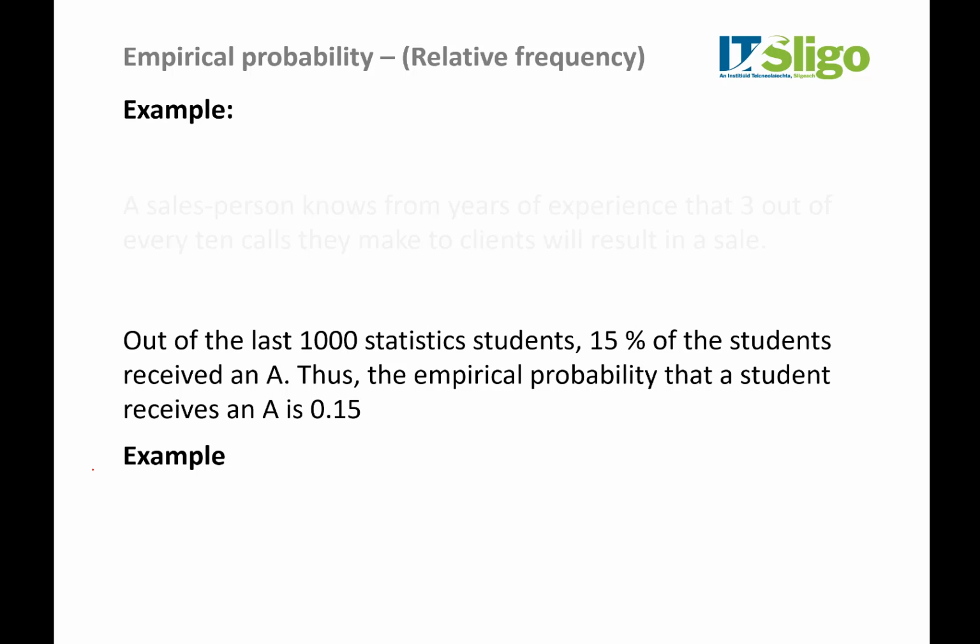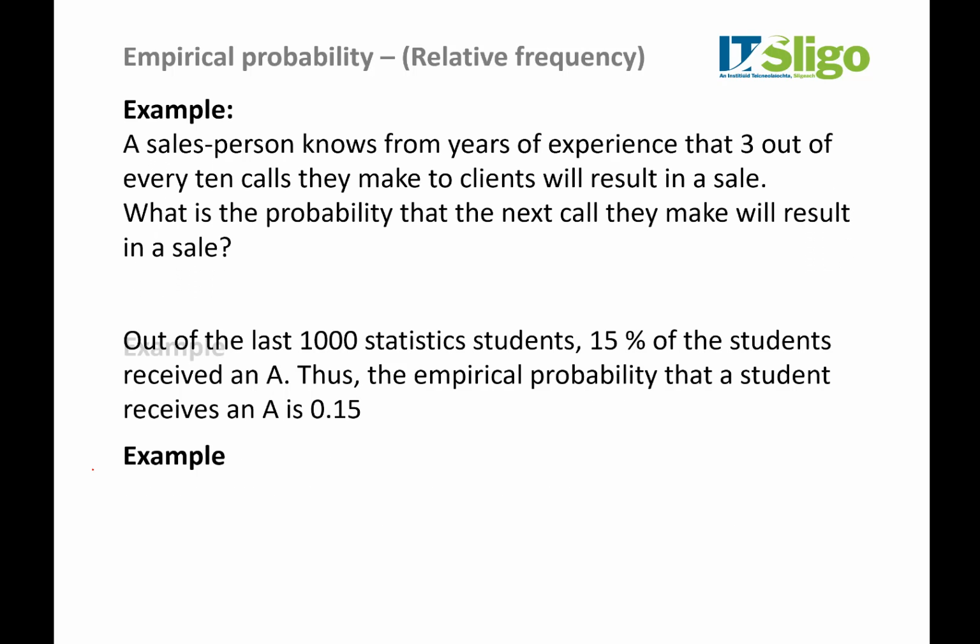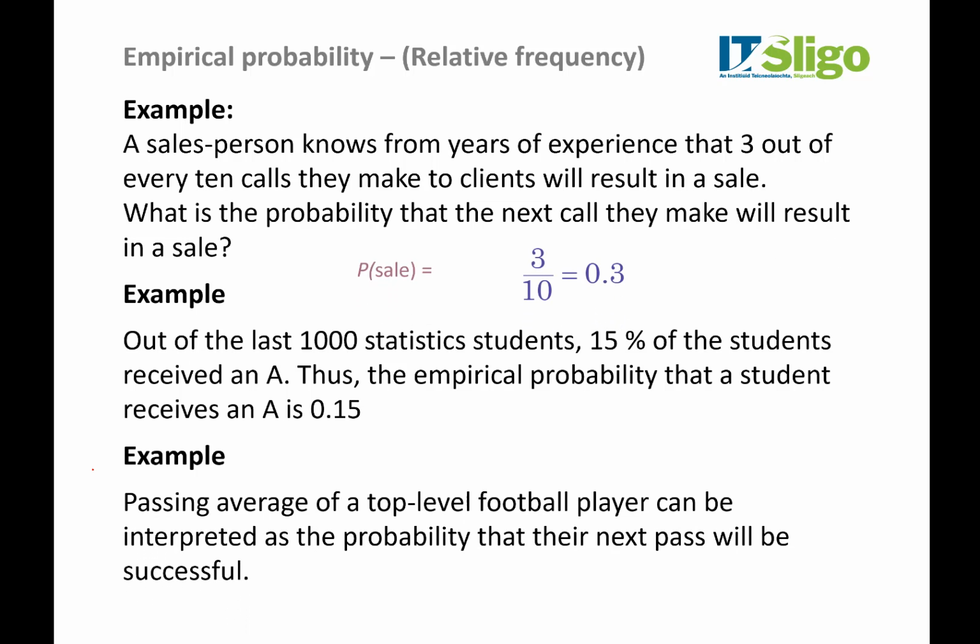Oh, this has come up in the wrong order. I'll speed through it. I'll just talk through it. A salesperson knows from years of experience, so these are all the repetitions, that 3 out of 10 calls will result in a sale. So the empirical probability that the next phone call will result in a sale is 0.3.